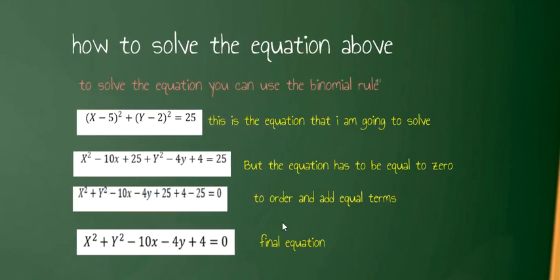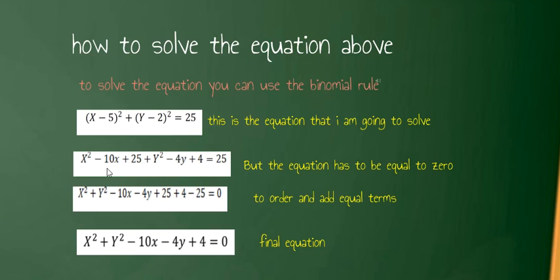So, how to solve the equation above? To solve the equation, you can use the binomial rule. The binomial rule is the square of the first term plus the double product of the first term by the second plus the second square. This is the equation that I'm going to solve, and the next is the result of the equation above. So, the square of the first term in this case is x squared, and the double product of the first term by the second is minus 10x, and the second square is 25.